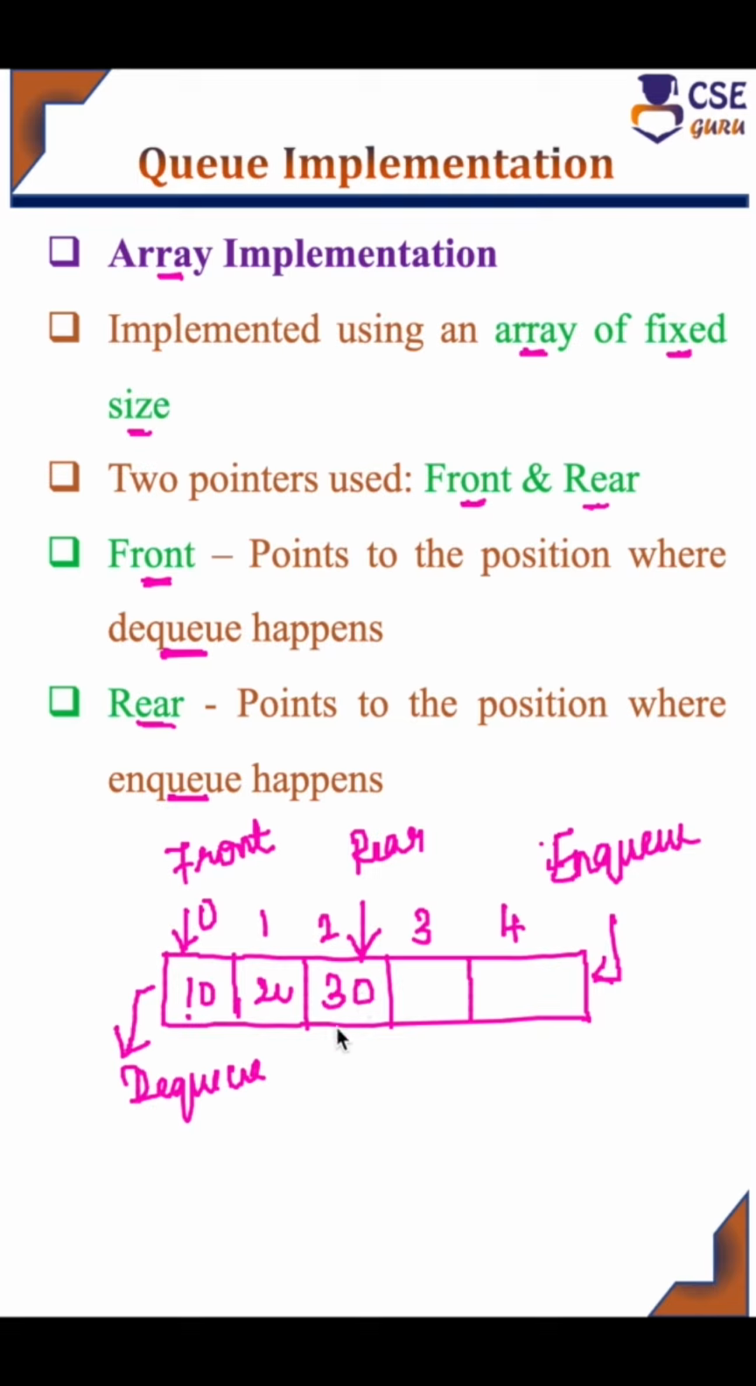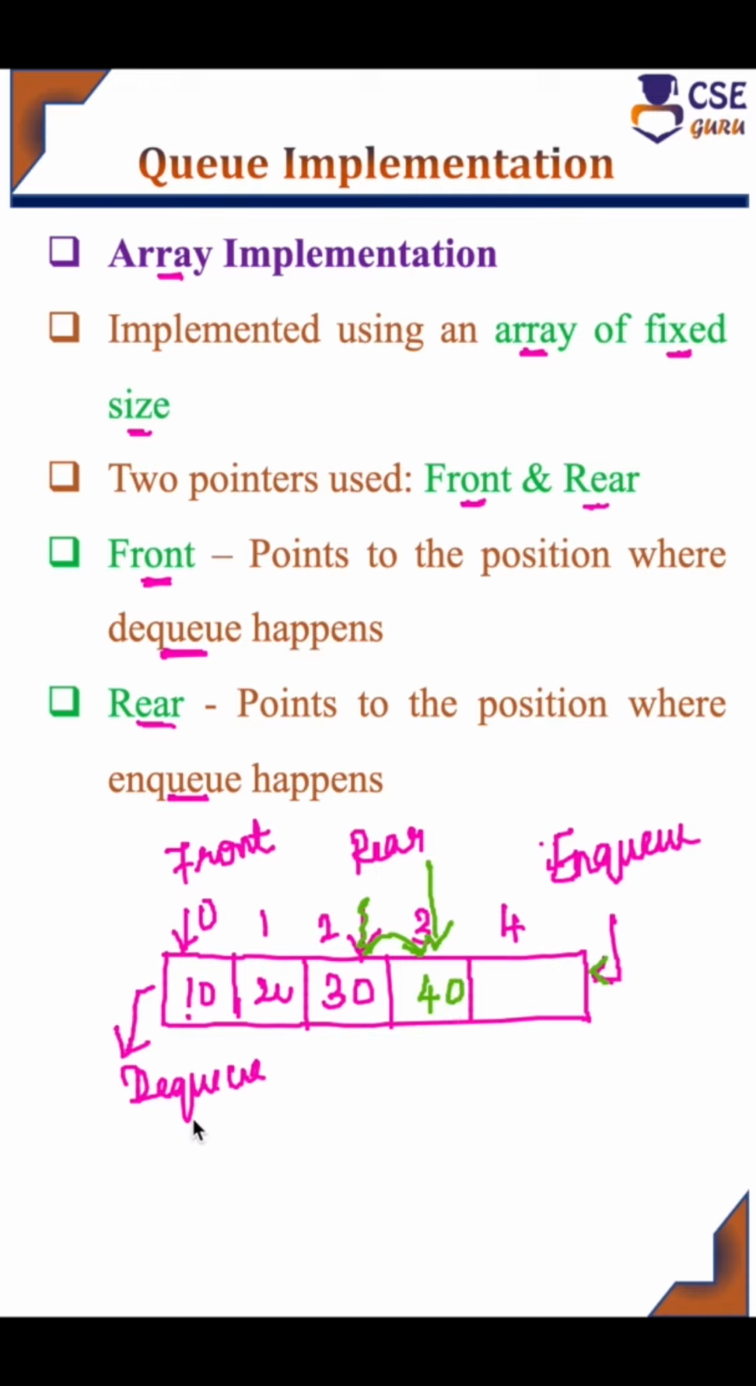Suppose I want to insert a new element into this array, in the sense of an enqueue operation, it happens at the rear pointer only. So how will this happen? Just increment the rear position by 1. Now the rear pointer will point to the third memory location, and place the element there.